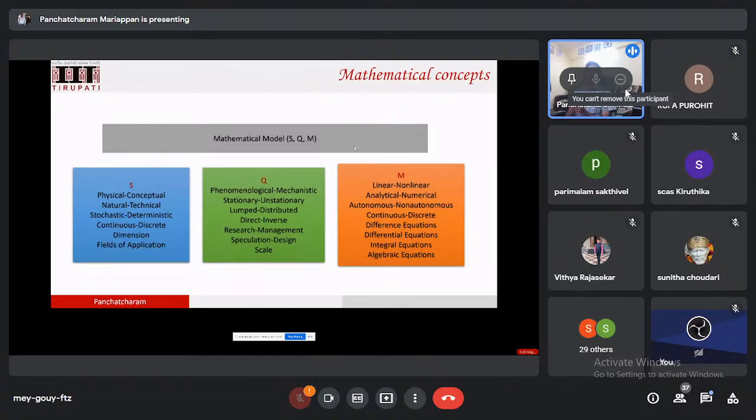And mathematical statement, you can have a linear problem or you can have a non-linear problem, or you can have an analytical problem or numerical problem, or you can have autonomous or non-autonomous, continuous problem or discrete problem. It can be differential equations or integral equations or algebraic equations, depending on that. So the mathematical concepts, whenever you develop, as I mentioned, you take the COVID-19 case problem. In 2019, it was completely black box. Same way, whatever problem you enjoy, whatever technology you enjoy, everything was a black box problem.